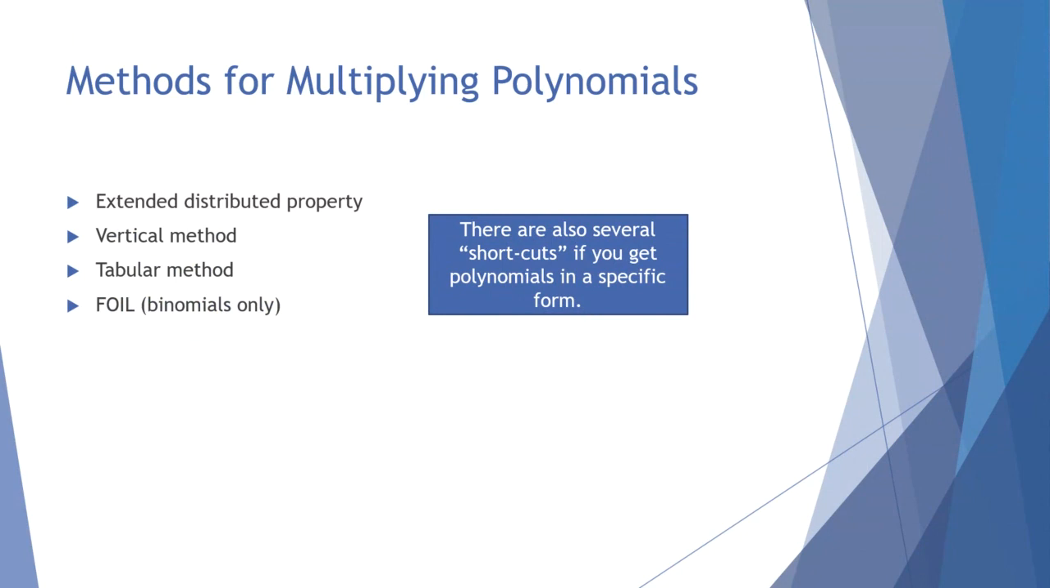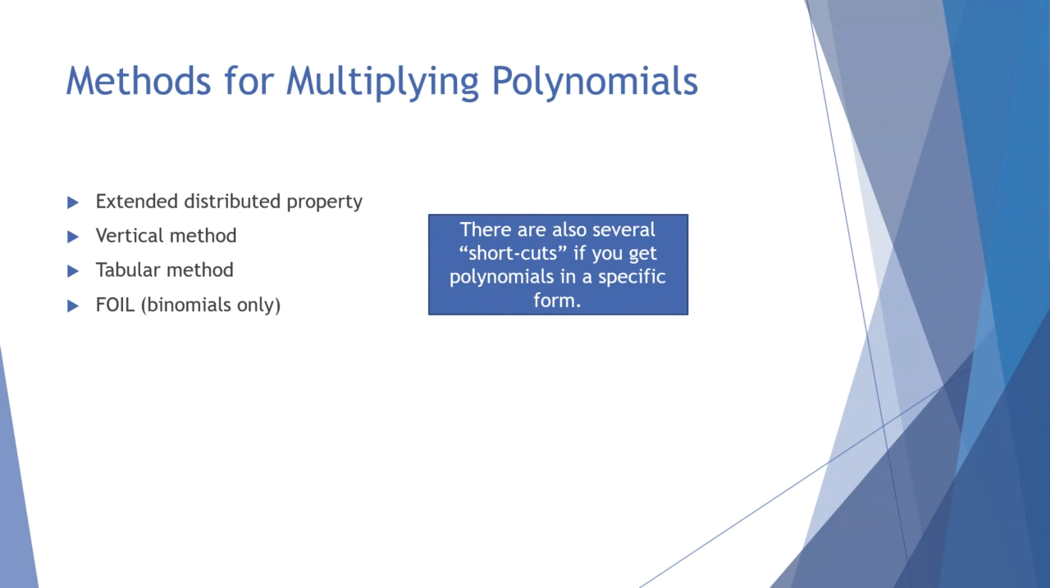And so there are different methods for multiplying polynomials. The first is using the distributive property. If it's a monomial by something else, that's easy. That's the regular distributive property. But if it's something longer, like a binomial or trinomial by another binomial or trinomial, then you have to extend it further. It's like you're distributing twice.